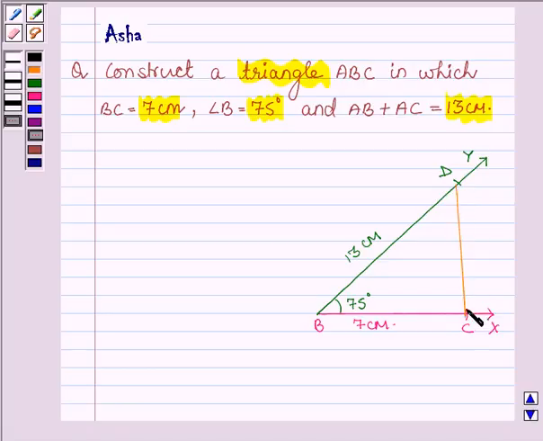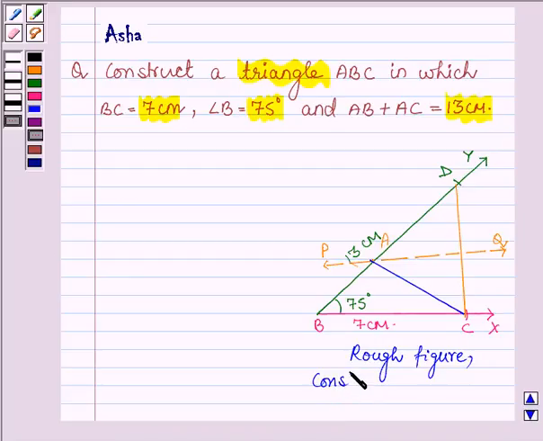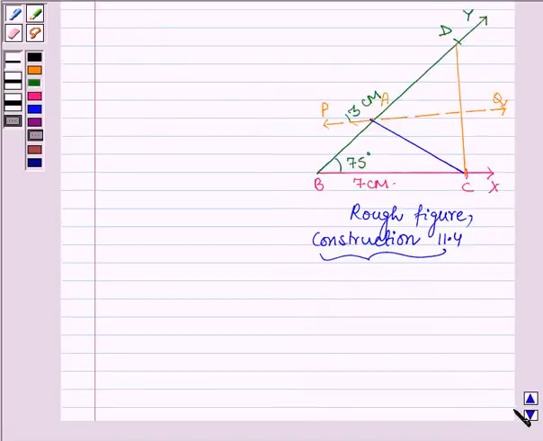Then in the next step we shall find the perpendicular bisector of line CD, let it be PQ, such that it intersects the line segment BD at a point A. After that, join AC to get the required triangle. So, this is a rough figure of how we are going on with the construction, and this is construction 11.4 of your book. So now let us write down the steps of construction and side by side we shall construct the triangle.